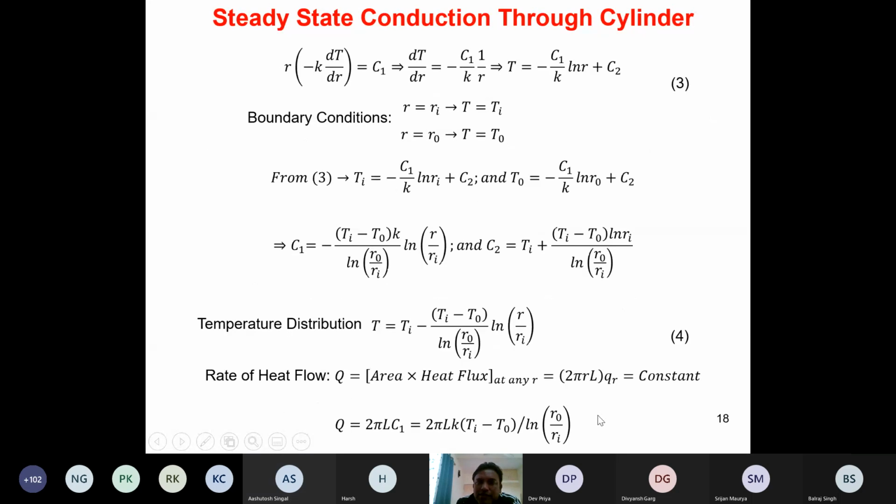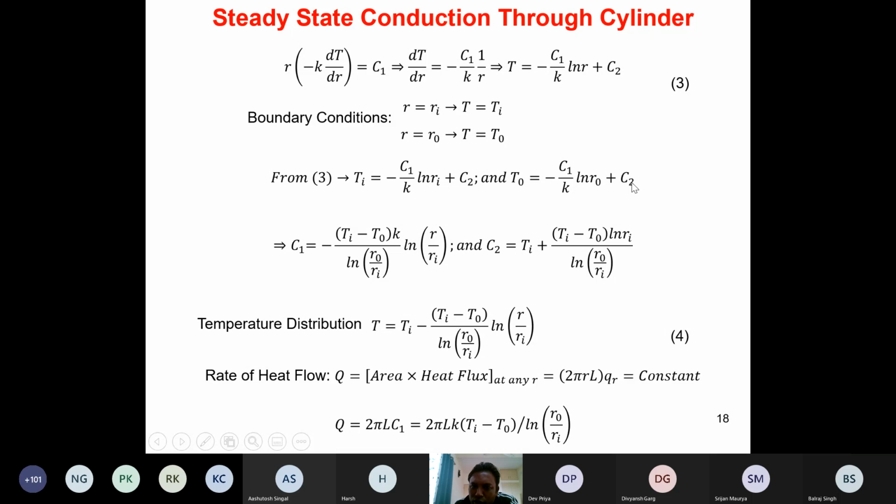Now in equation number 3, let's apply the boundary condition. So at R equals Ri, T is Ti, isn't it? So this becomes Ti equals minus C1 ln Ri plus C2. Correct. Similarly, T naught equals minus C1 by K ln R naught plus C2. Correct? Yes, sir.